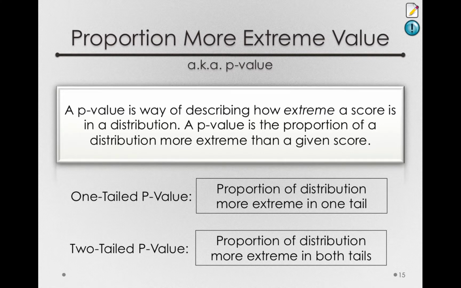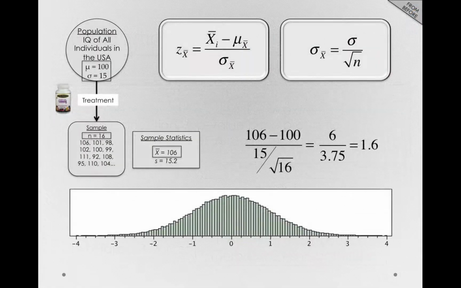Let's look at our current situation. We obtained a mean of 106. This ended up with a z-score of 1.6. So, how much sampling error is that? Is that a reasonable amount to get simply by chance? Or is that an amount that we wouldn't expect to get very often by chance?